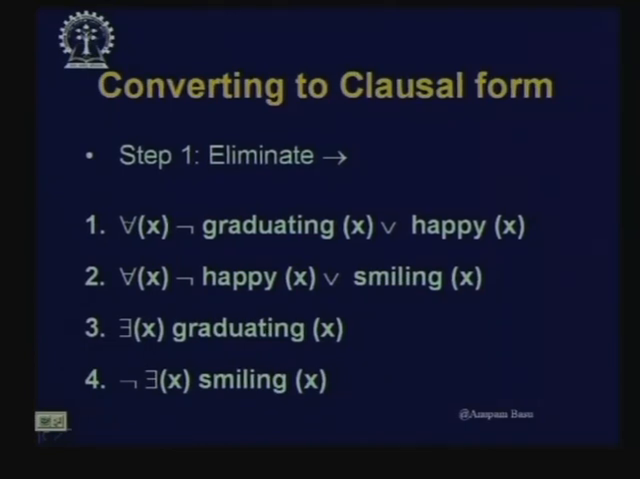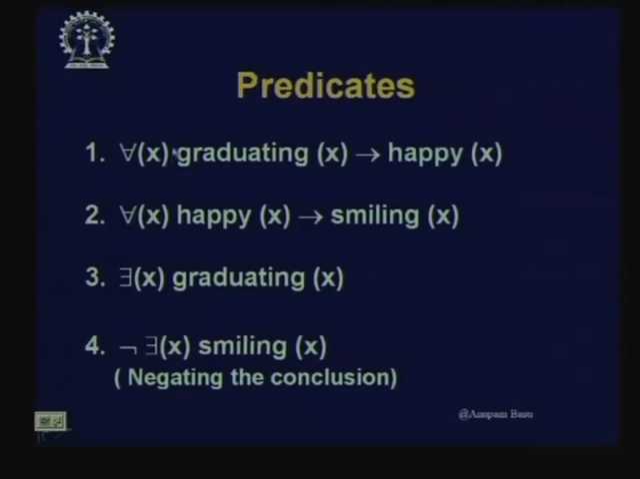In order to convert them to clausal form, the first step would be to eliminate the implication sign, to eliminate the implication operation. To eliminate this implication operation, we will take this clause for example. You see, we are retaining this for all x for the time being, and graduating x implies happy x will be not graduating x or happy x.